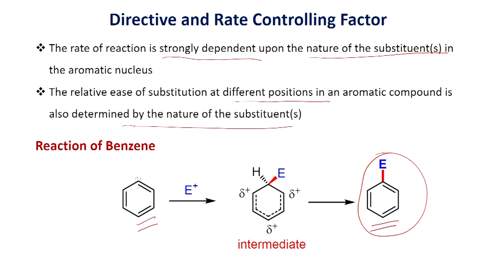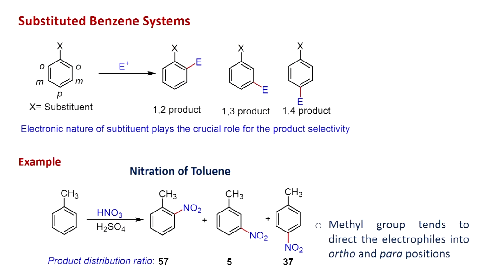Basically, the nature of the substituent plays a crucial role in electrophilic substitution. Now, let us look at, for example, a substituent here. Once we already have a substituent in the aromatic ring, the incoming electrophile can react at this carbon, the ortho position, and you get this 1,2 product.